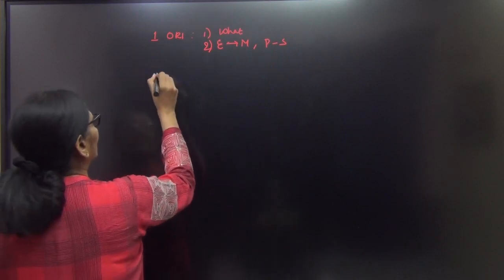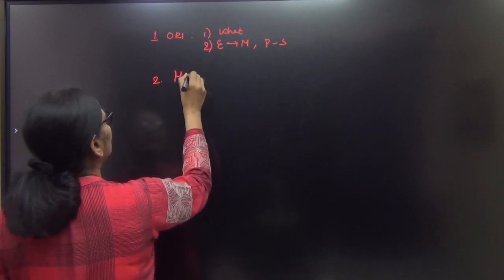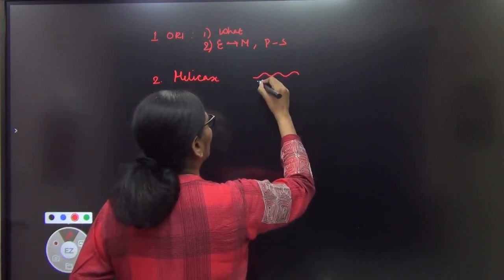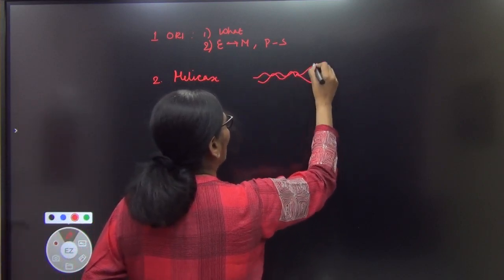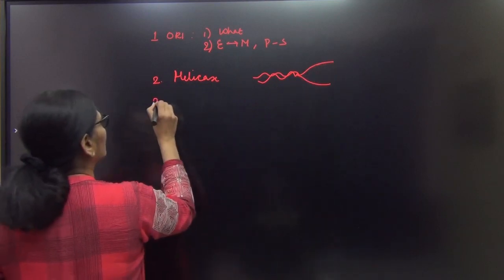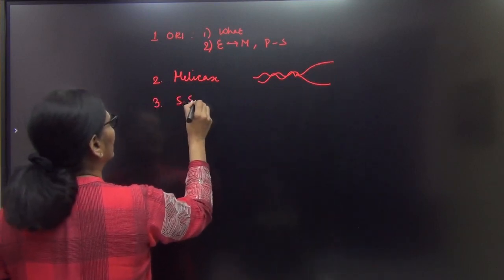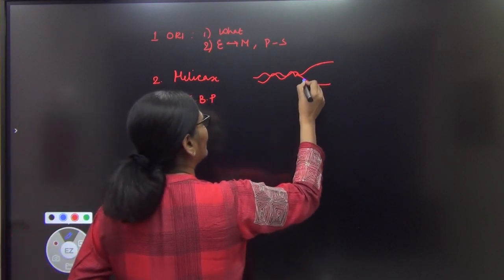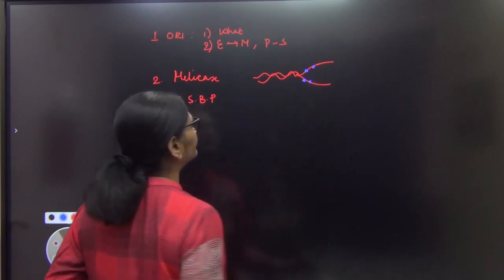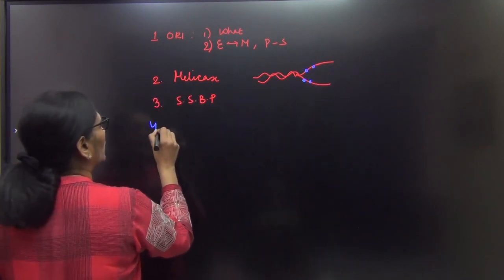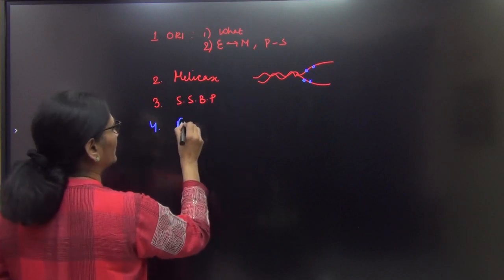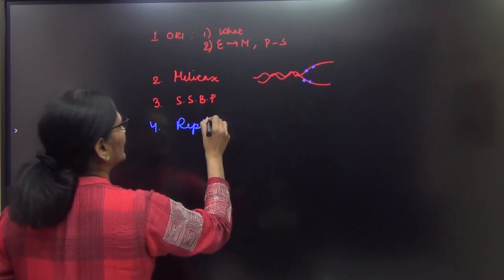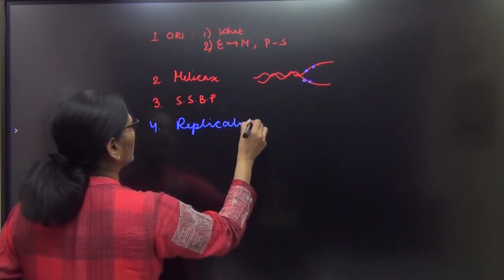Once you have identified the ORI, you use the enzyme helicase. This enzyme helicase helps you unwind the DNA. Once it is unwound, the single strand binding protein will help them remain stabilized so that they do not get coiled once again. This results in the formation of a typical Y-shaped structure, and this is called the replication fork.